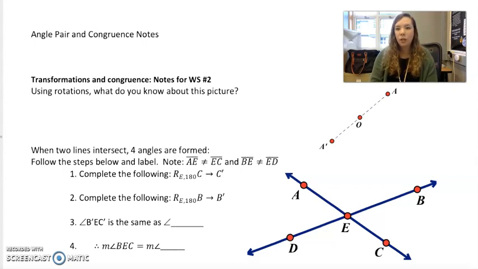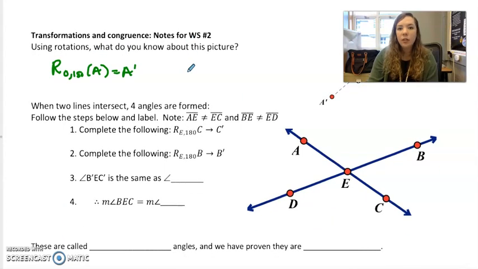So using rotations, what do you know about this picture? Okay, so we're talking about this picture over here on the right, and we know that if I rotated point A about point O, or maybe it stands for the origin, 180, that they would be equal. So if I took rotation, a capital R about point O of 180 of point A, I would get A prime, or vice versa. Then it says when two lines intersect, 4 angles are formed.